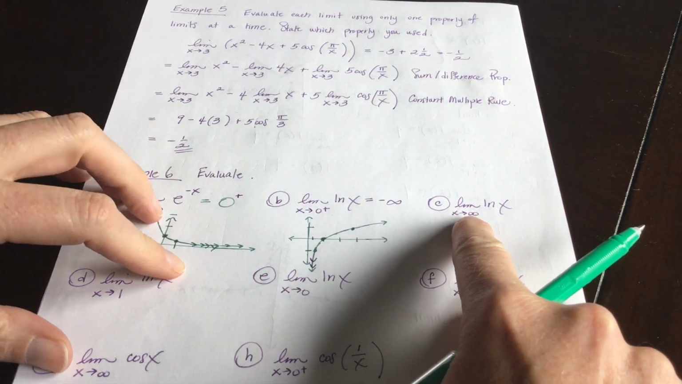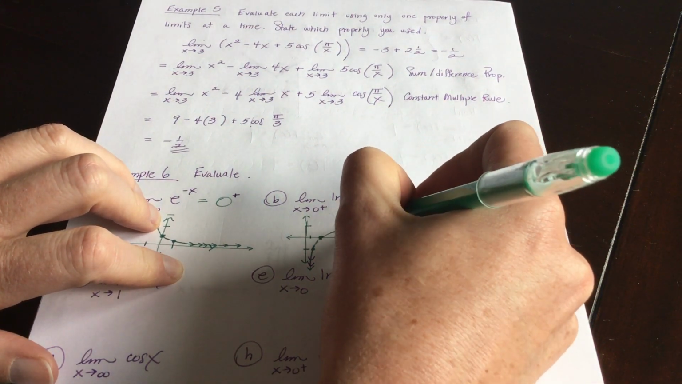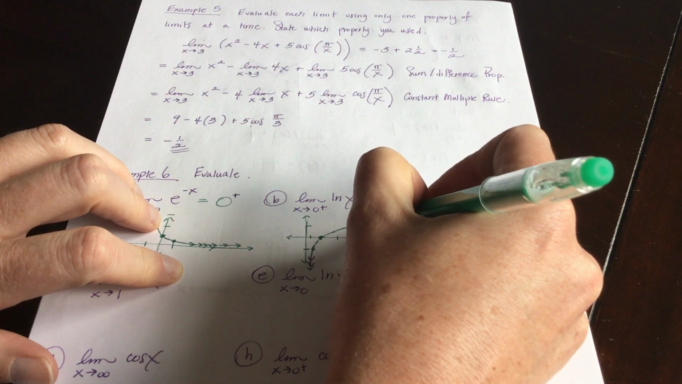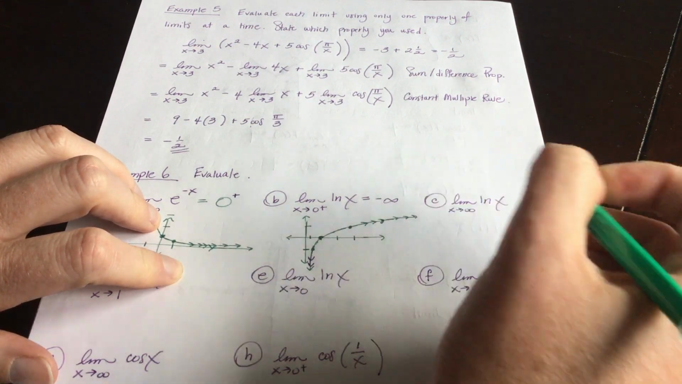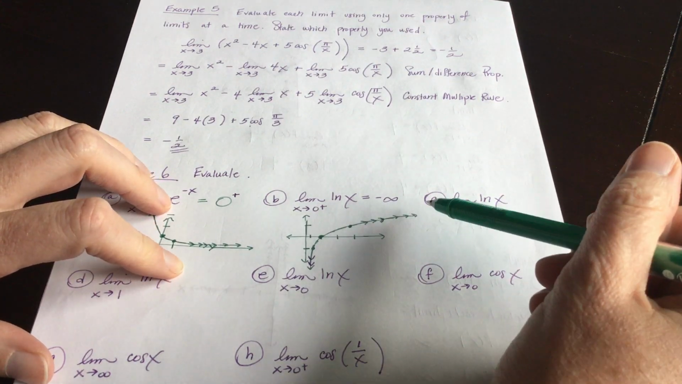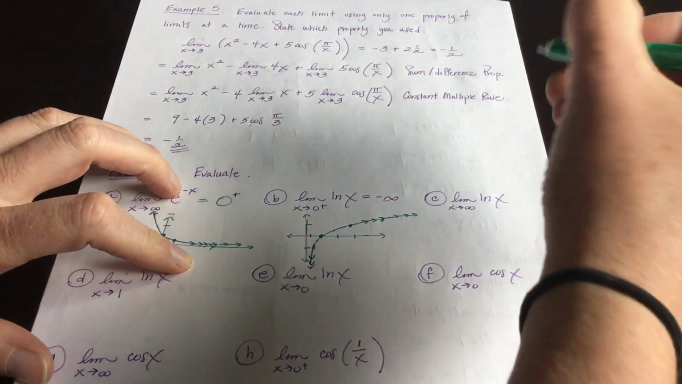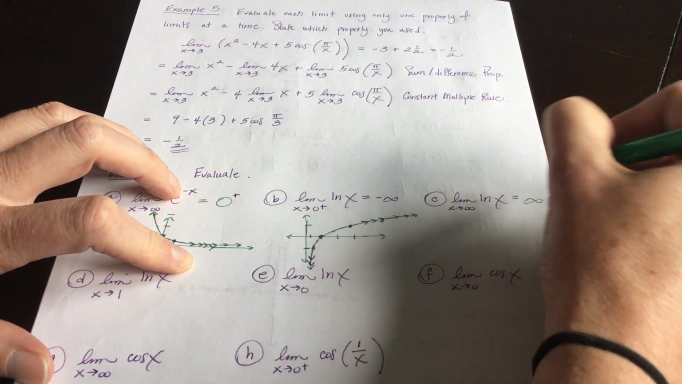Part C, what about the limit as x approaches infinity of the natural log of x? So you get to go back to the same graph. What happens if you plug in numbers that are approaching infinity? So you plug in really big x values to natural log. It grows, it continues to grow slowly, but it continues to grow. So since your graph continues increasing, you would say infinity here.